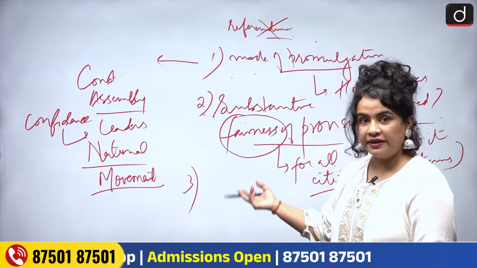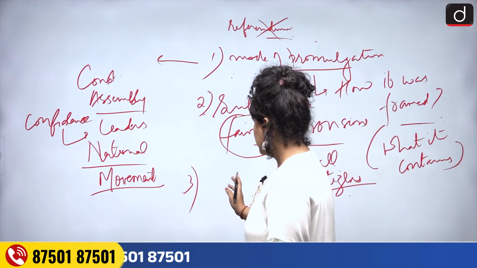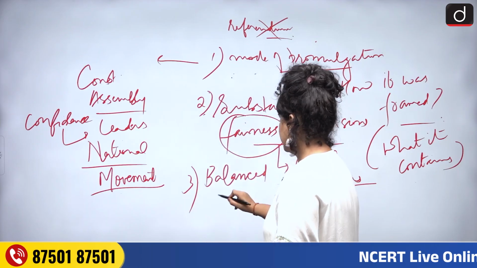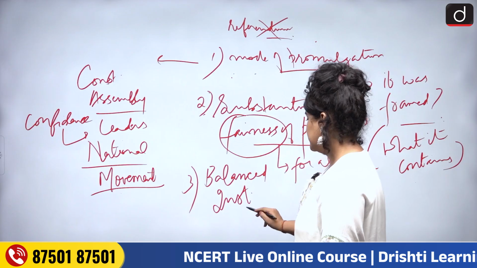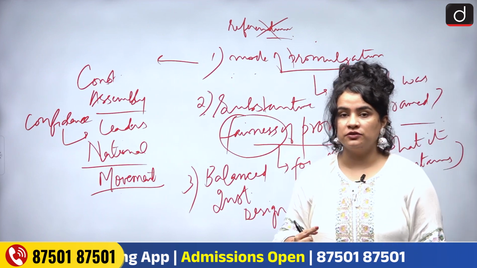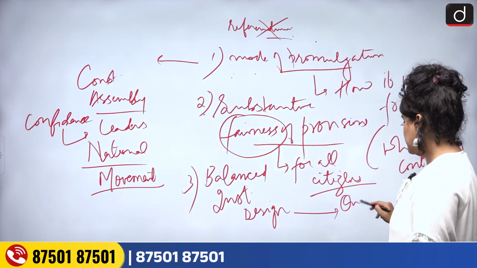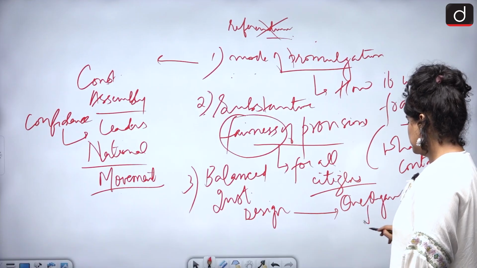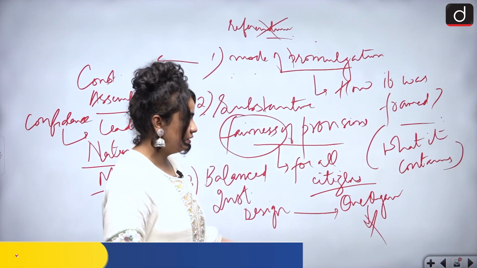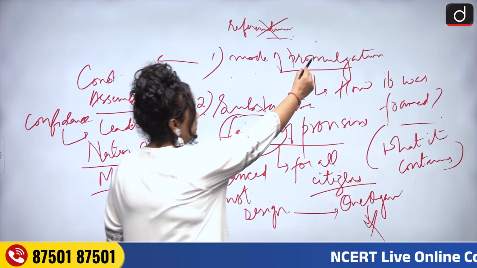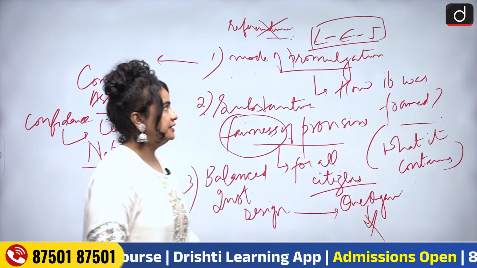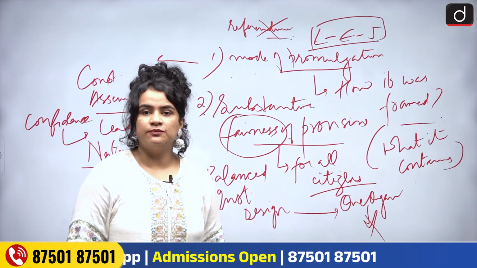The third way to determine the legitimacy of the Constitution is that it should have a balanced institutional design, which means no one organ of the government can subvert the other organ, and that's why we have the provisions of checks and balances, so that all the organs of the government, let's say the legislature, the executive and the judiciary, are functioning simultaneously without one trying to dominate or subvert the other.